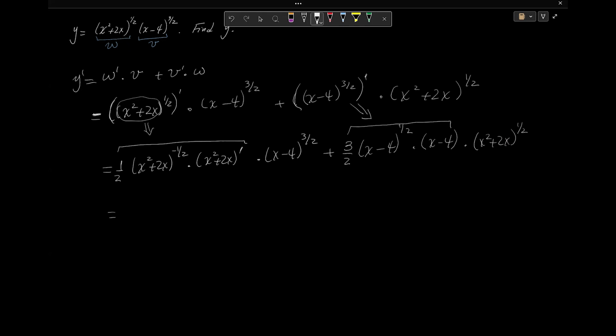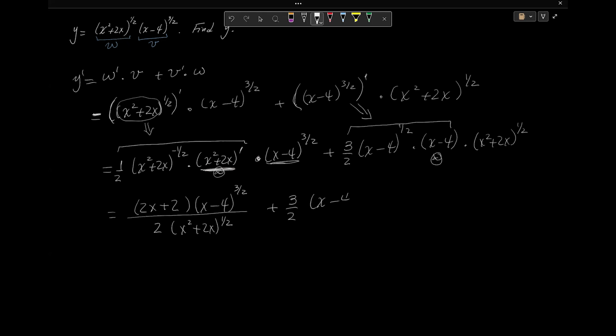So we can simplify here things a little bit. We still have to take this derivative and this derivative. So here's 2x squared plus 2x to the 1/2. And now I have the derivative of this. What is that? Derivative of x squared is 2x plus derivative of 2x is 2. So that is this term right here times this term plus, here's 3/2 x minus 4 to the 1/2 times the derivative of x minus 4, this should be prime right here, is 1. Then times this right here.